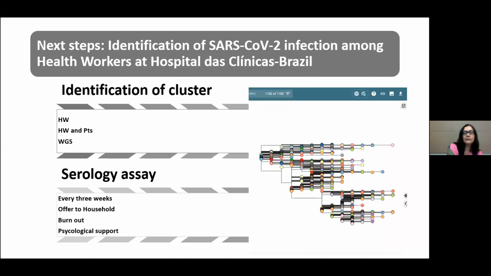And last but not least, now we are thinking about the next steps. So we are performing whole genome sequencing to understand the clusters based on epidemiology, and whether there was transmission between health workers and patients, between patients and health workers, and vice versa. We already have a couple of data, and we're going to perform serology every 2 weeks up to the end of the pandemic, offered to households of relatives of health workers. And then the next step is to include in our questionnaire questions regarding burnout, and provide psychological support using a hotline.